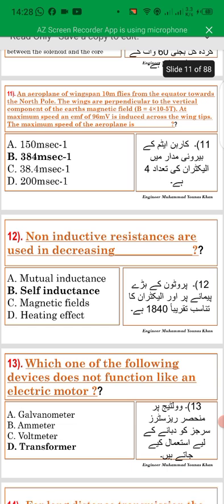An airplane of wingspan 10 meters flies from the equator toward the North Pole. The wings are perpendicular to the vertical component of the Earth's magnetic field, B equal to 4 times 10 to the power minus 5 T. At maximum speed, an EMF of 10 millivolt is induced across the wing tips. The maximum speed of the airplane is 384 meters per second.